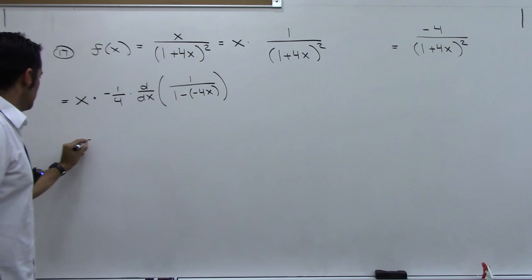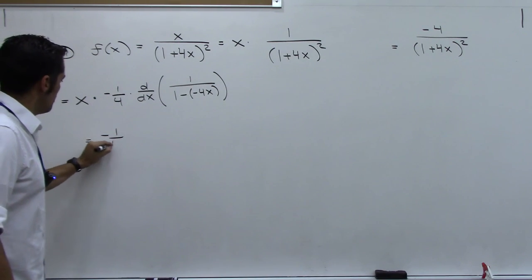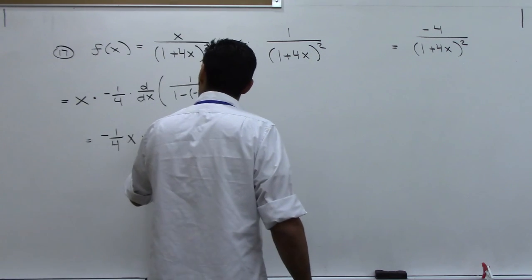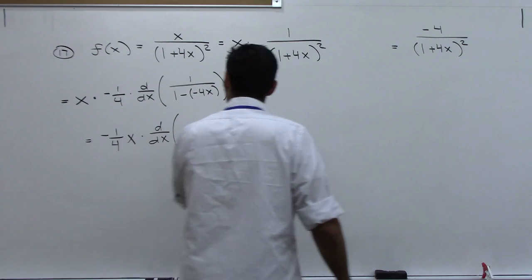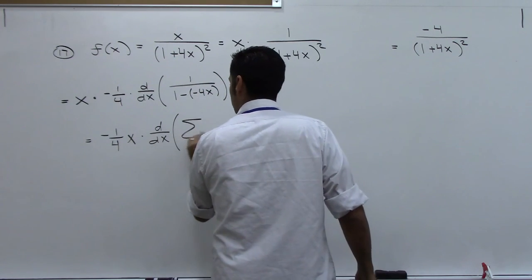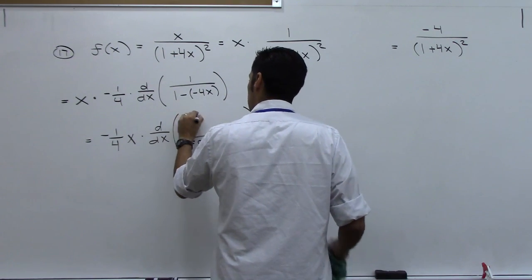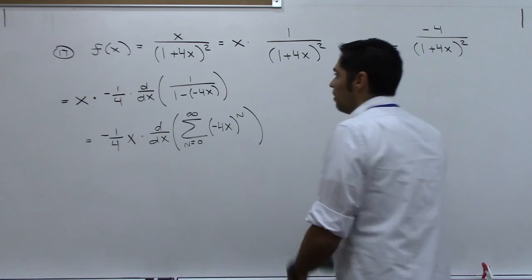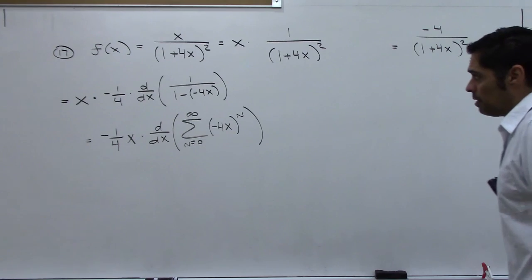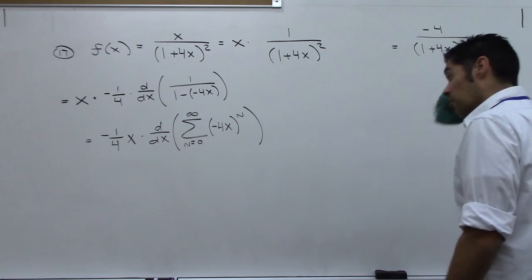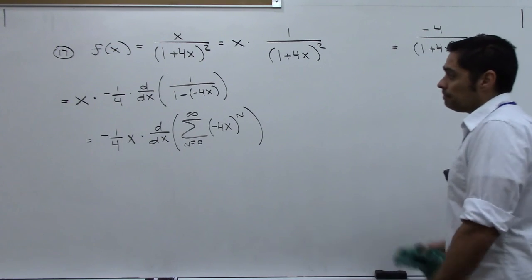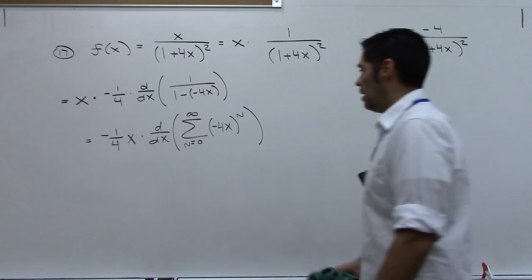And so we get negative 1/4 x, I'm just putting those two together, times the derivative with respect to x of the power series, n equals 0 to infinity, of negative 4x to the n. Now there's a radius of convergence that we'd have to worry about, but I'm leaving that to you. You just have to let the absolute value of that be less than 1. So now how do we differentiate this?